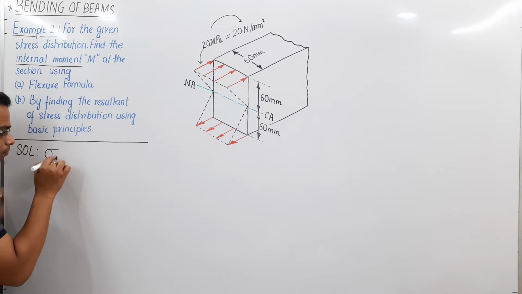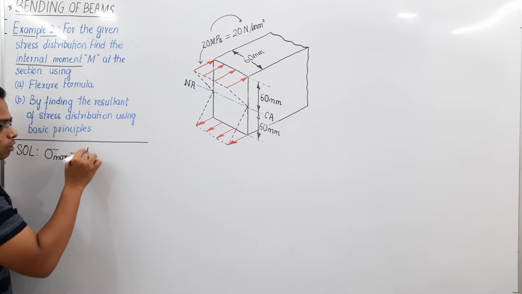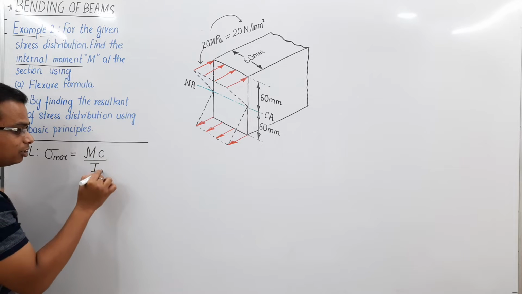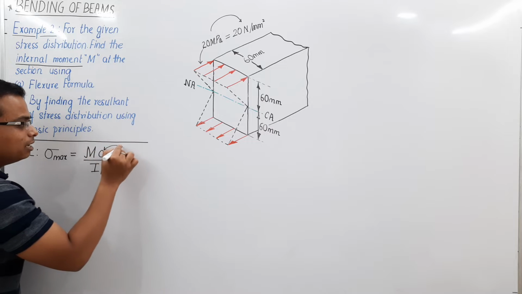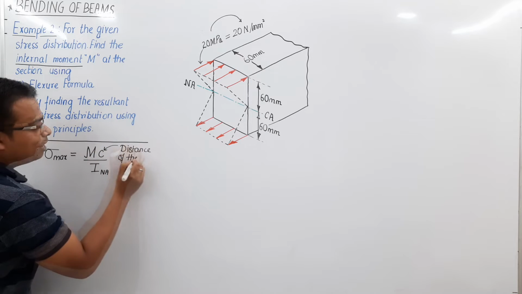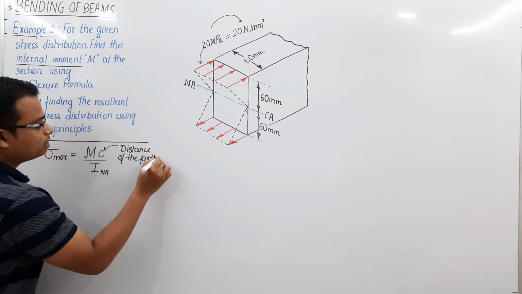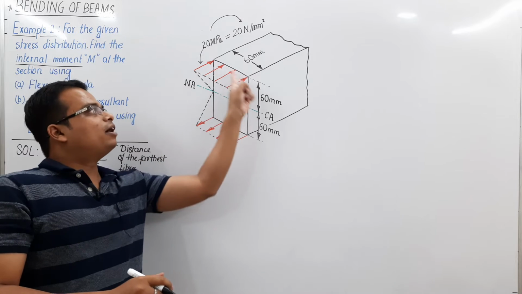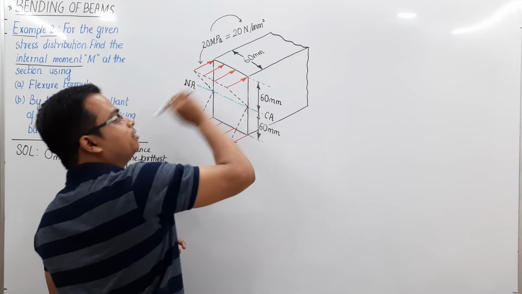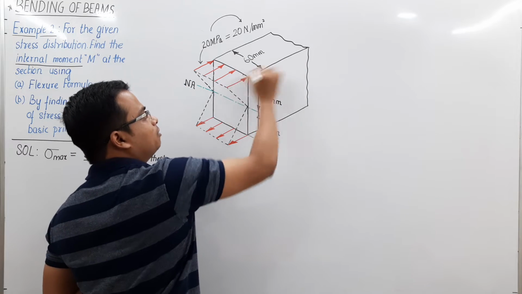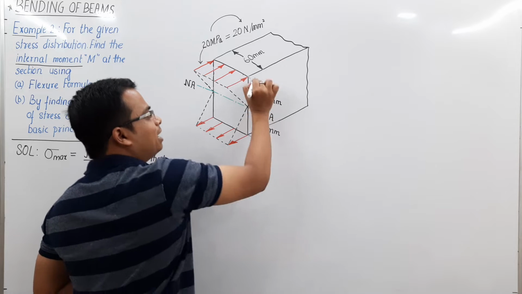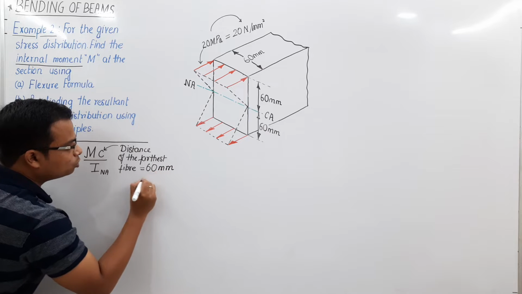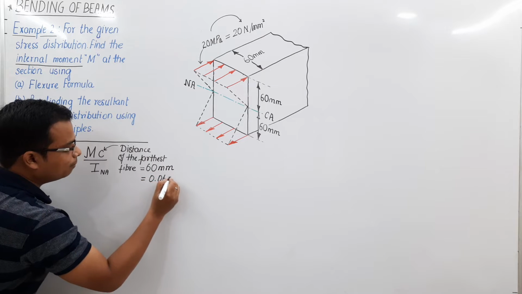So sigma max is equal to Mc over I. It's not just any I, it's I with respect to the neutral axis, and the c is the distance of the farthest fiber. Let me write it up this way, distance of the farthest fiber, and you can clearly see this is the farthest fiber. Actually the fibers are here in this fashion, and like this, the fibers are here at a height of how much? At a height of 60 millimeters. So that is going to be equal to 60 millimeters. You can also say that this is going to be equal to 0.06 meters.